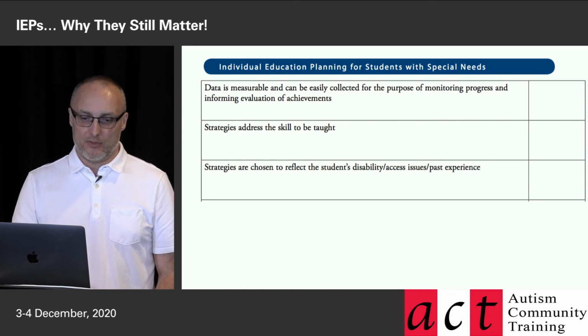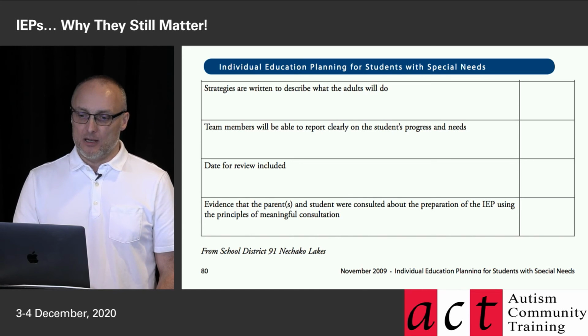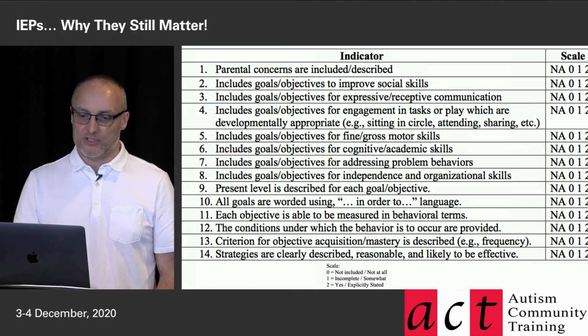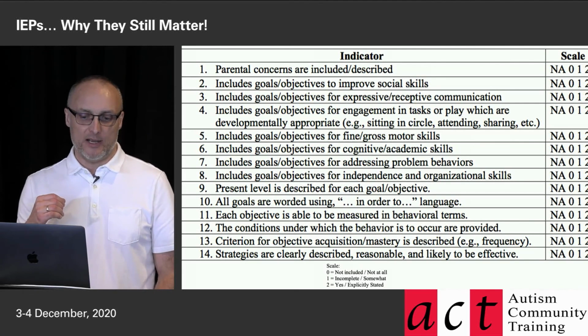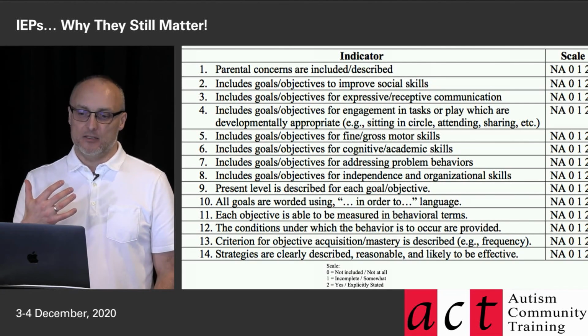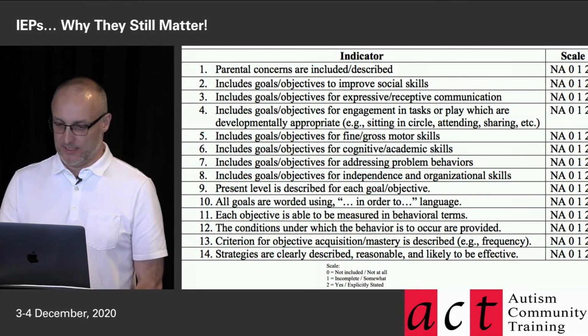So you can check out the rest of this. Here's another checklist here. Parental concerns are included. Goals to improve social skills, communication skills, right, to make sure you've got those long-term goal areas identified. This is just a good idea to make sure that you start doing some of these things.